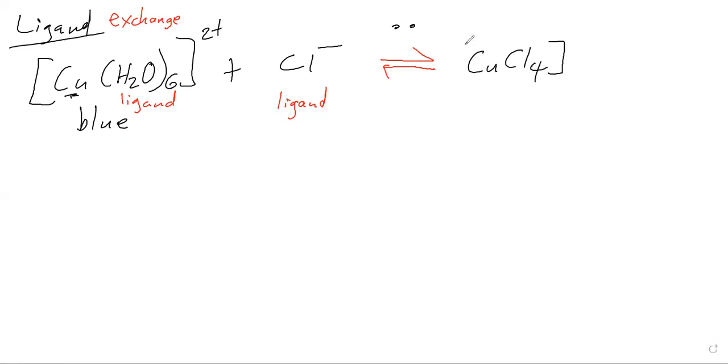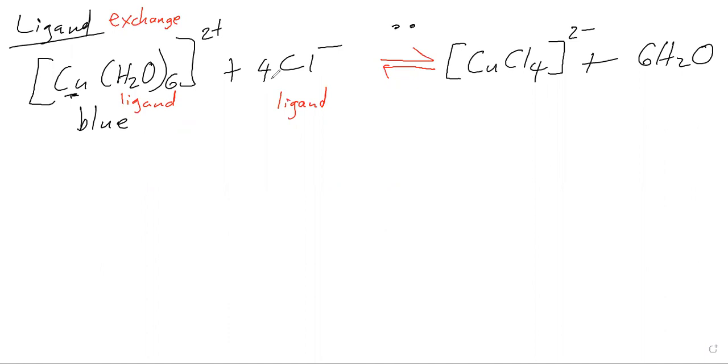You just need to remember it. As in the 4 and the 6, where the 6 comes from, where the 4 comes from, just know that when it's water, it's 6 for the exam. So you would have 6 H2O on this side. If you're asked to show this exchange, just know that water is small, so 6 can fit, and chloride ion is bigger, so 4 can fit.